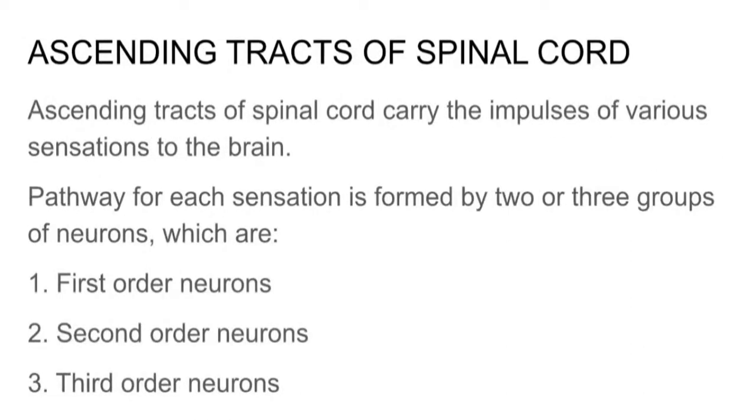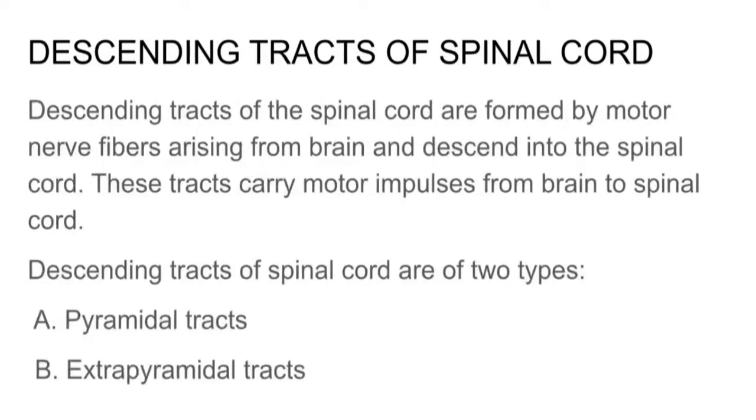Ascending tracts of spinal cord. Ascending tracts of spinal cord carry the impulses of various sensations to the brain. Pathway of each sensation is formed by two or three groups of neurons, which are first order neurons, second order neurons, and third order neurons.